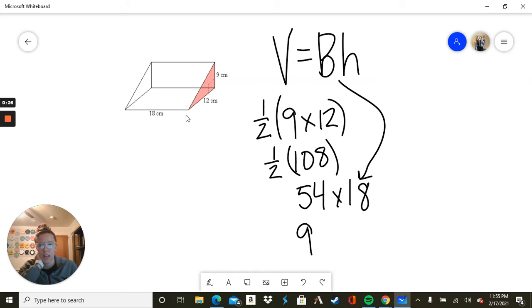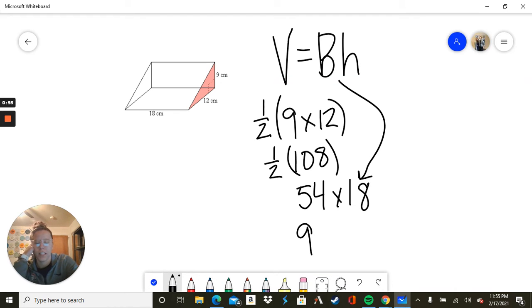So the area of this base times the height. In this case, we're playing this one as if it's sitting on the triangle as its base, and this would be the height. So the formula for the area of a triangle is half base times height. Okay, so that's 108 times half is 54. The height of the prism is 18, so 54 times 18 is 972. And then we write it as centimeters cubed.